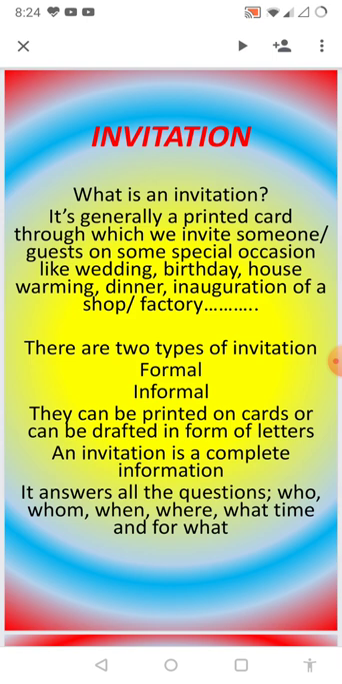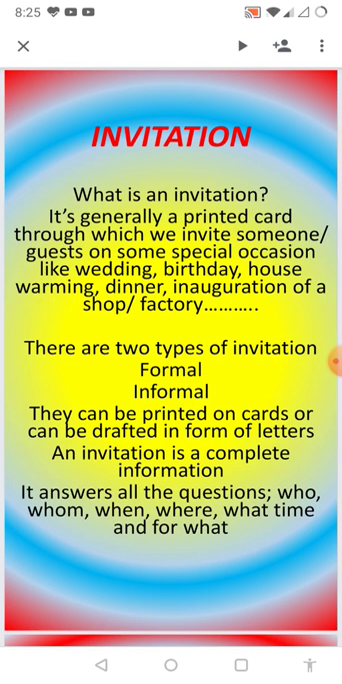These invitations are of two types, formal and informal. They can be printed on a card or they can be drafted in the form of letters. You must have seen wedding cards come to you, and for your annual function also we have an invitation card. It can be written in that way, and it can be written as a formal letter also. But there should be complete information in both types, whether you are writing it as a card or as a letter.